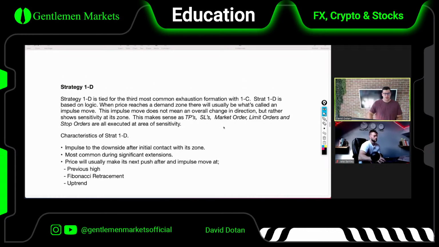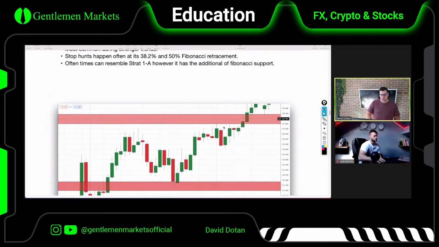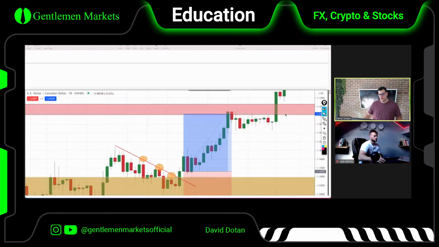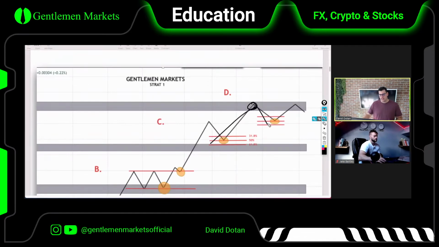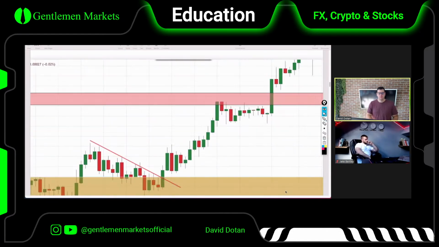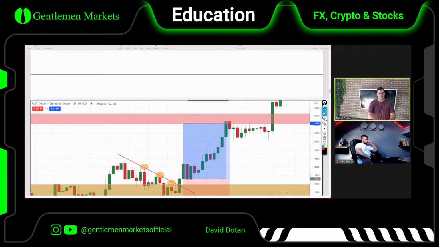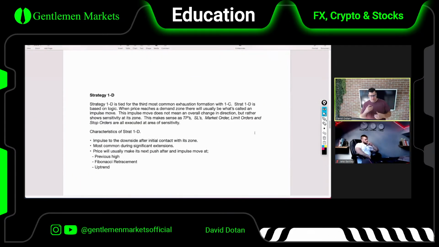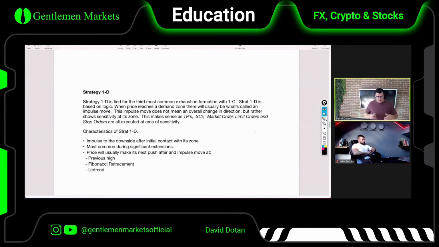All right, so strategy 1D, let's take it to the top. What is 1D here? As you can see, it is the impulse move. When price reaches a zone, impulse to the downside, then we look for a retest of the previous high. Let's talk about that. Strat 1D is tied for the third most common exhaustion. It happens roughly around the same amount of time as a proper 1C.